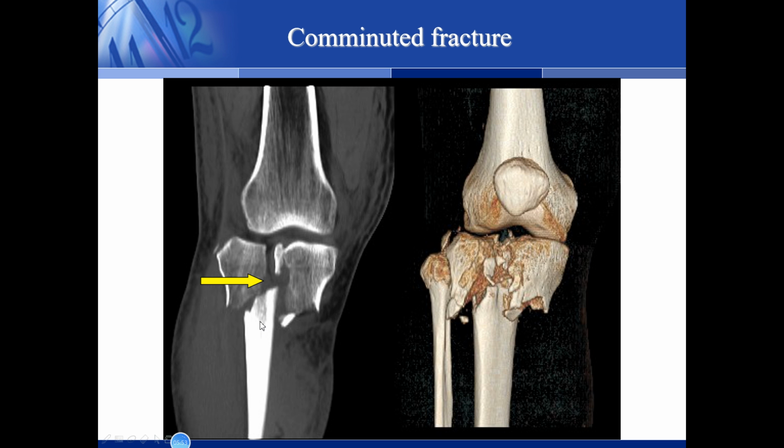Here is the fracture in the proximal part of the tibia, and here is the comminuted fracture because in the lesions we could find more than two fragments in it, so we call it comminuted fracture. Here is the three-dimensional reconstruction of the knee. We could see the fracture fragments more clearly.